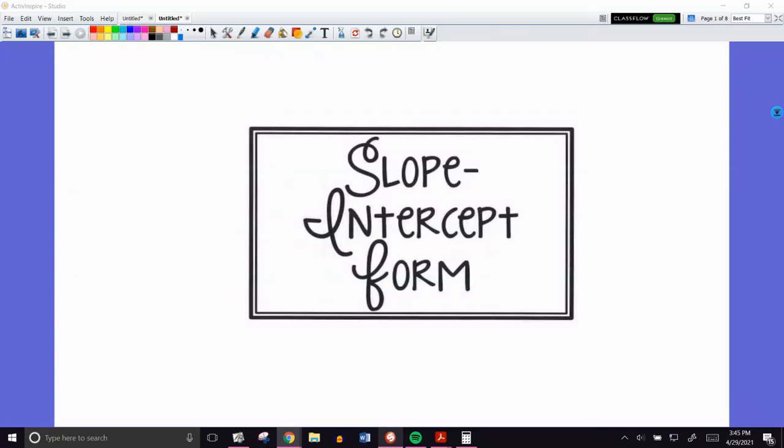Everyone, today we're going to be talking about slope-intercept form. Make sure you're copying all your notes on your foldable. Your foldable needs to be completely filled out, just like mine. A reminder, this is part of your test grade.